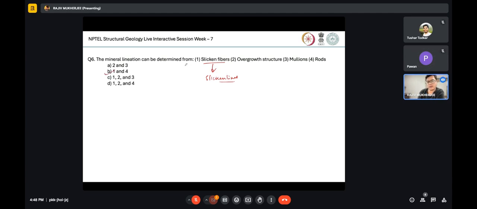So the overgrowth structure is not associated with mineral lineation. It is associated with overgrowth of mineral grains, maybe orthogenic mineral grains, and maybe some reaction between grains where the grain boundary is growing. That kind of structure is not associated with mineral lineation.